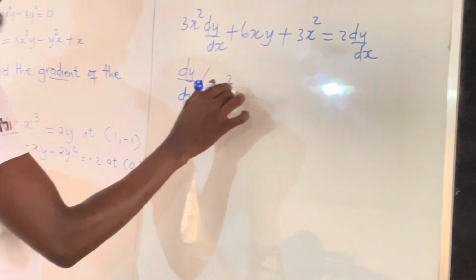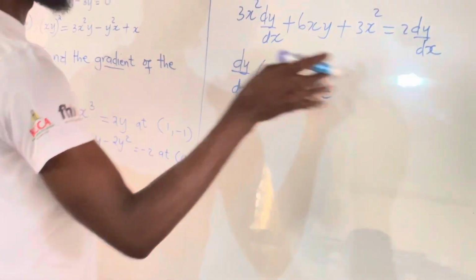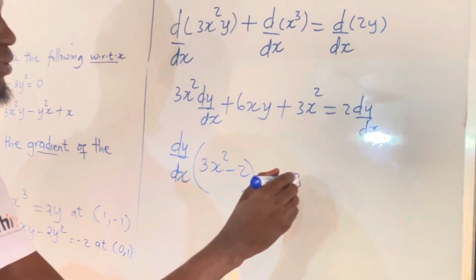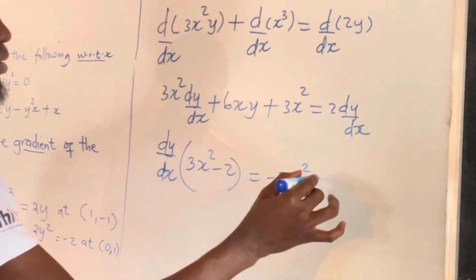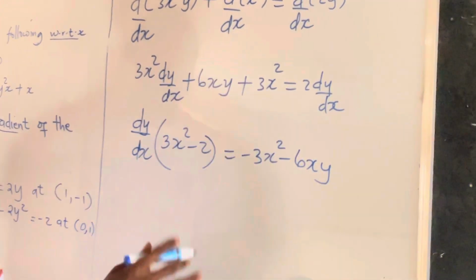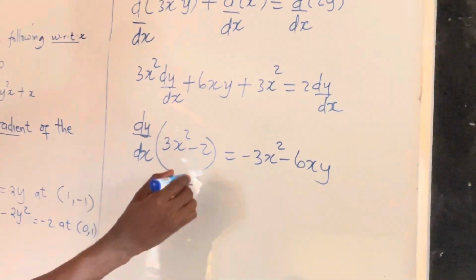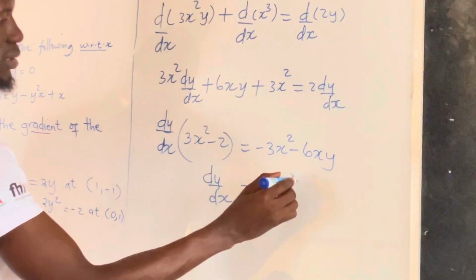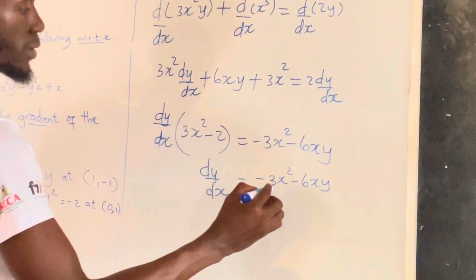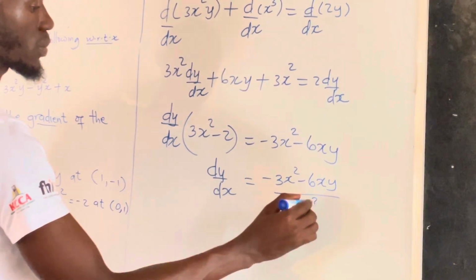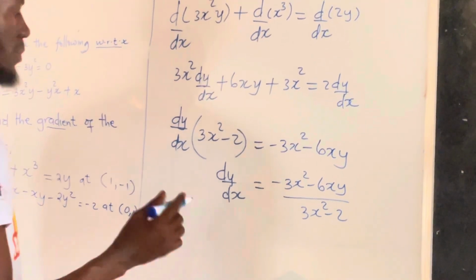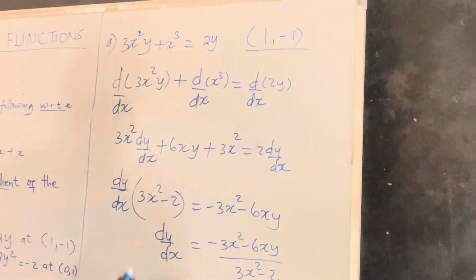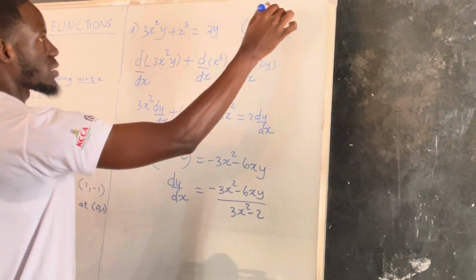3x squared minus 2. Then when the 2 crosses the equal sign, this is equal to negative 3x squared minus 6xy. So finally, we shall have our dy/dx being equal to negative 3x squared minus 6xy divided by 3x squared minus 2. But now they gave us a point, they want the gradient at the point (1, -1). So this is the x coordinate and this is the y coordinate.